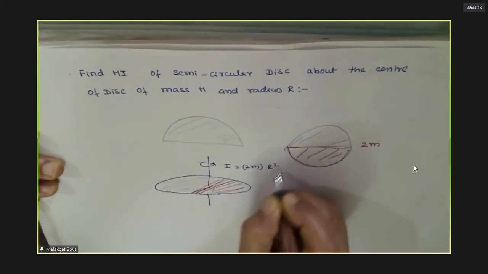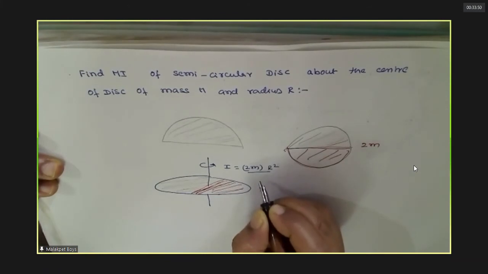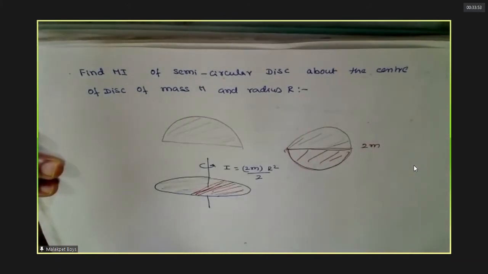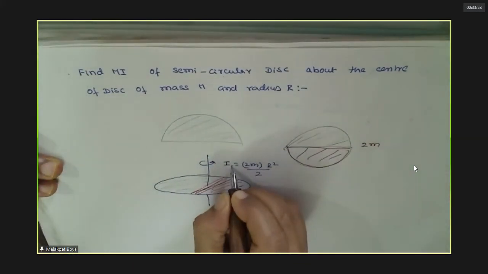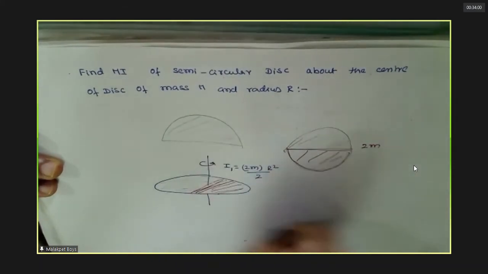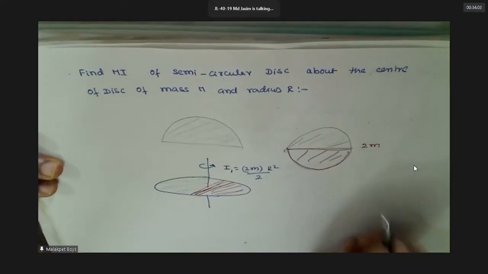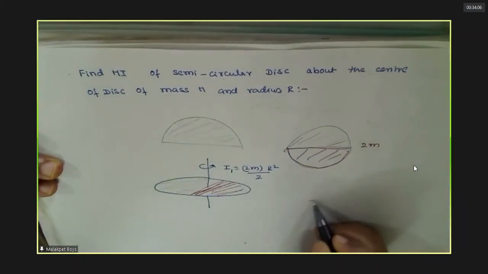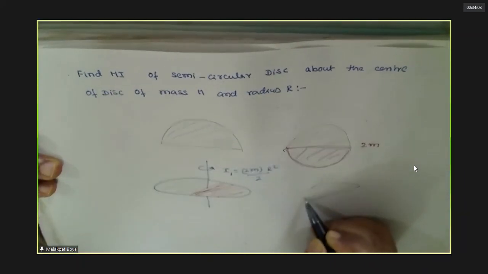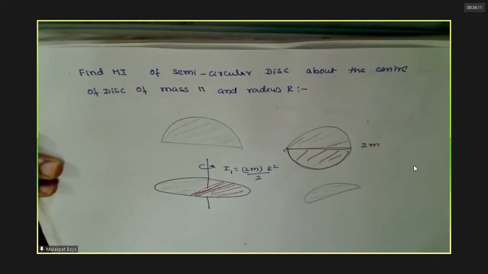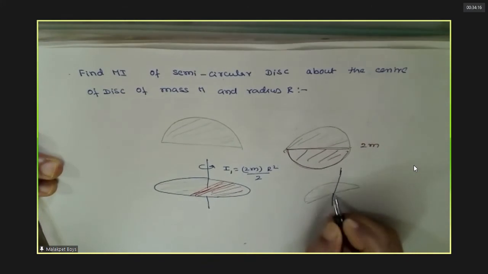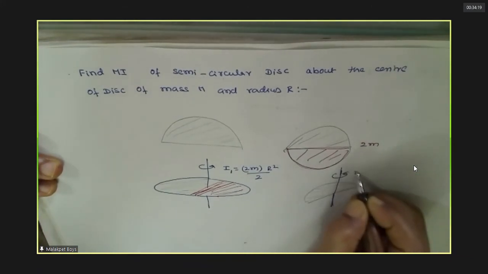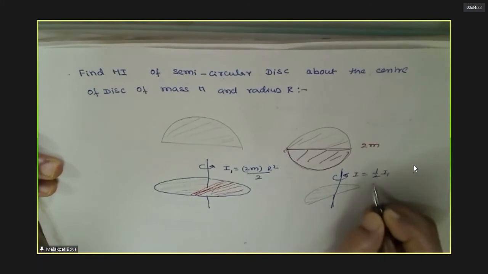For mass 2m, it is 2m R square by 2, so MR square. Remember this? So this I'll take as I1. Now I want half of this, no? I want only one part, about the same axis. Then what will you have? I equals half of I1. What is that equal to? MR square by 2.